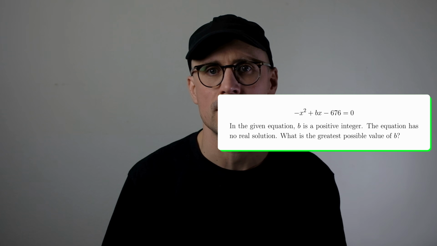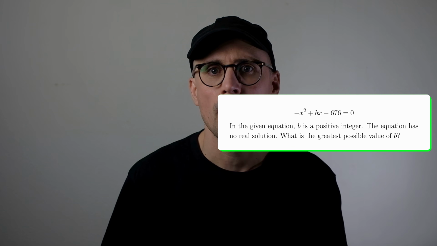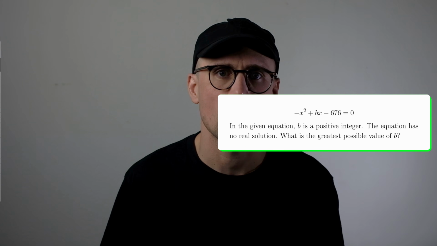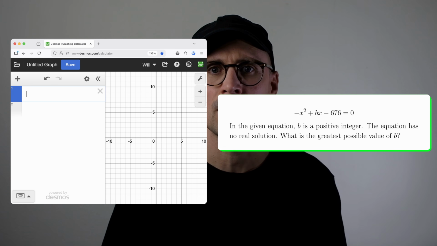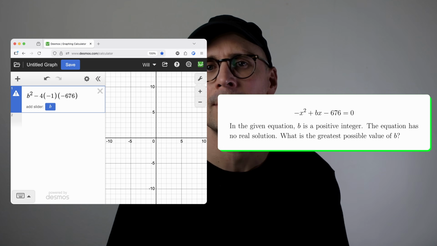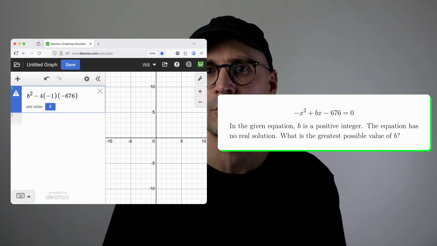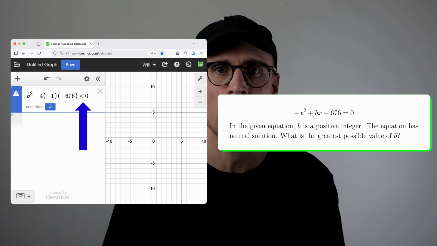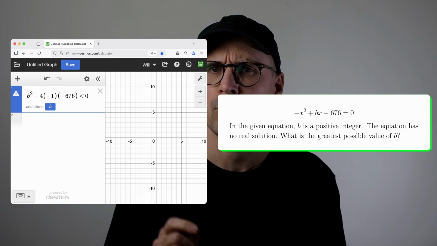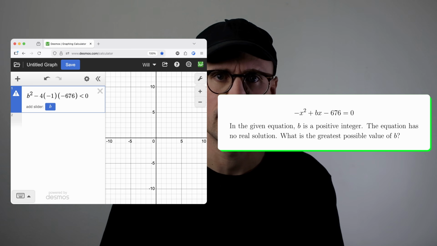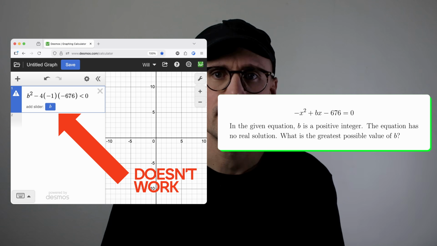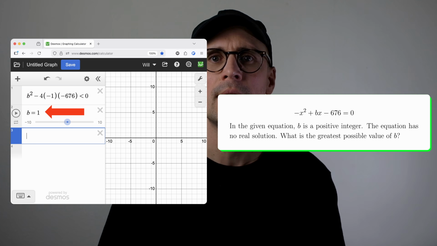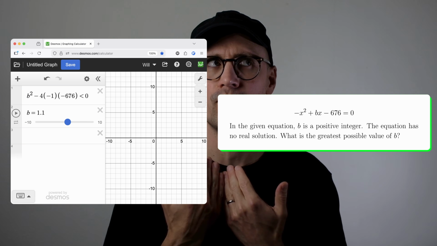We could of course use the Desmos slider method in this question, but there's a way to do it with the discriminant too. All we have to do is type our discriminant into Desmos as we did before, but this time instead of setting our expression equal to 0 to produce an equation with one solution, we set it to be less than 0 to produce an equation with no solutions. The problem is that entering the discriminant into Desmos this way doesn't work. Desmos simply offers us a slider for b, a slider that does precisely nothing.